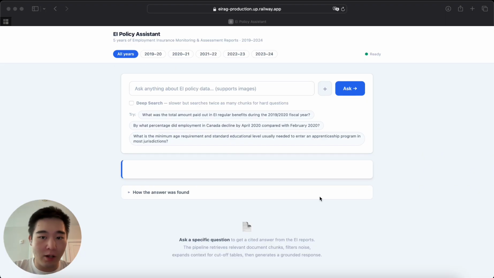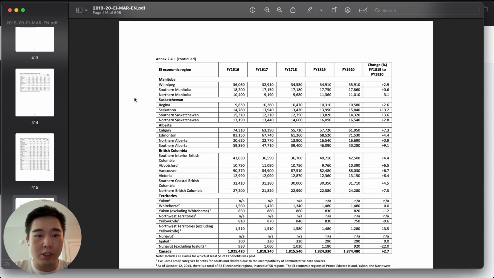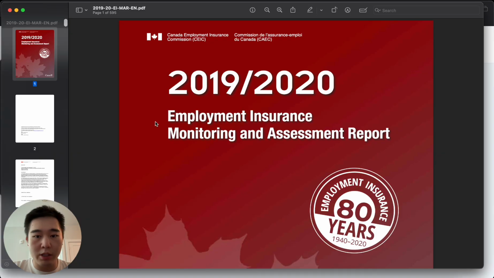This is our front page, and the data has already been treated and stored in the system. So what we are going to do is look at the data first. What data are we using for this product? We're actually using the EI data here, so I'm going to walk you through what the data looks like.